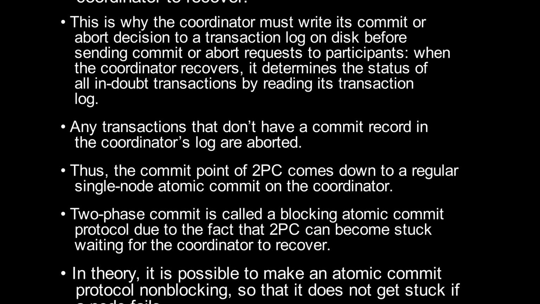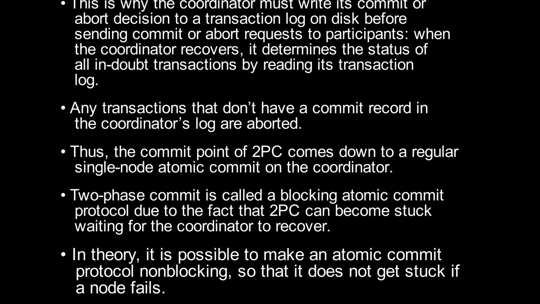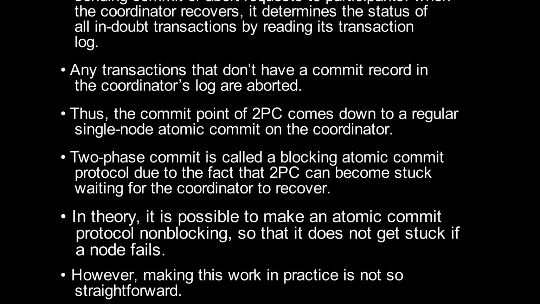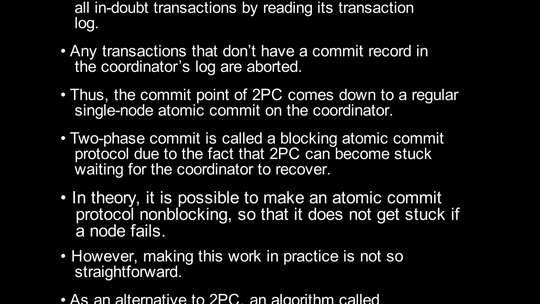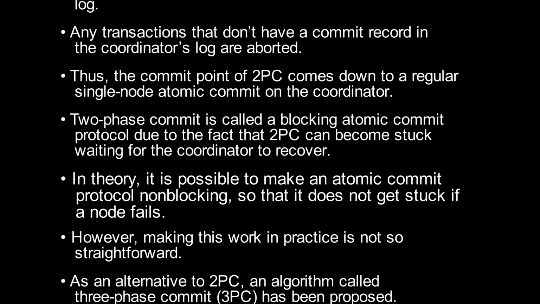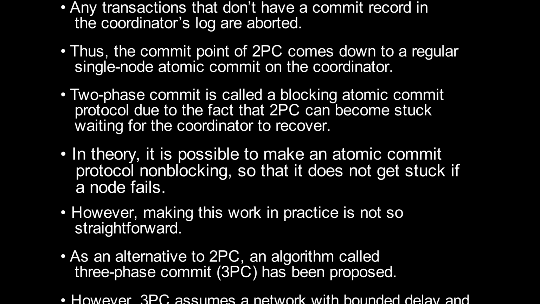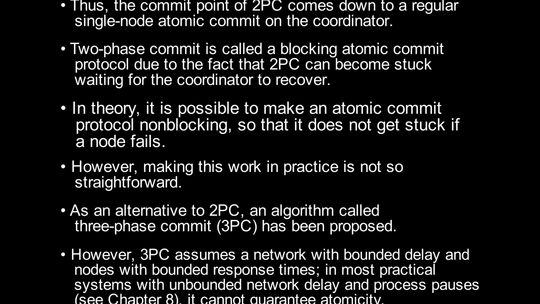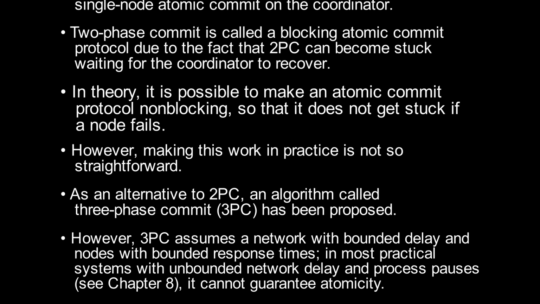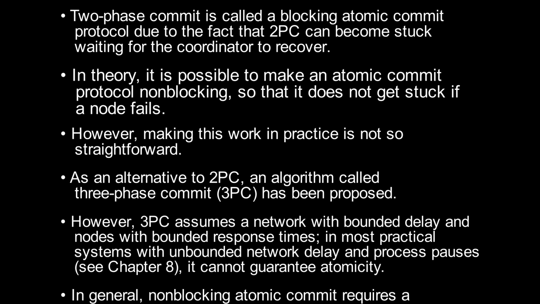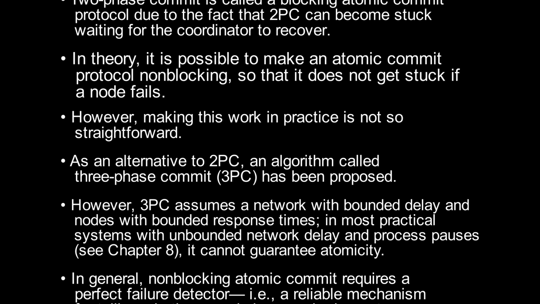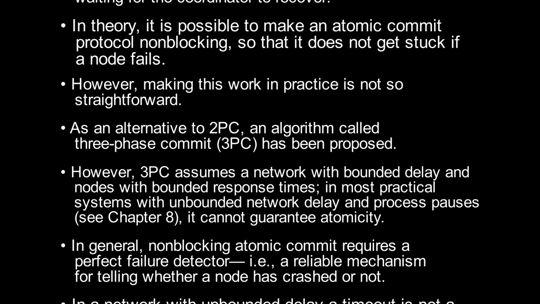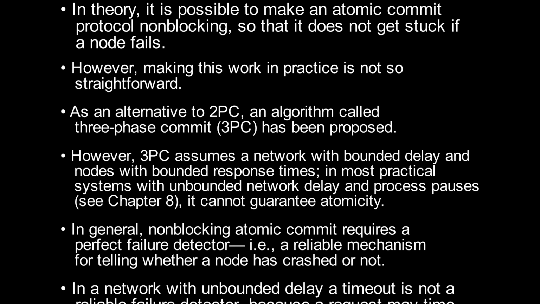Two-phase commit is called a blocking atomic commit protocol due to the fact that 2PC can become stuck waiting for the coordinator to recover. In theory, it is possible to make an atomic commit protocol non-blocking so that it does not get stuck if a node fails. However, making this work in practice is not so straightforward. As an alternative to 2PC, an algorithm called three-phase commit (3PC) has been proposed. However, 3PC assumes a network with bounded delay and nodes with bounded response times. In most practical systems with unbounded network delay and process pauses (see Chapter 8), it cannot guarantee atomicity.